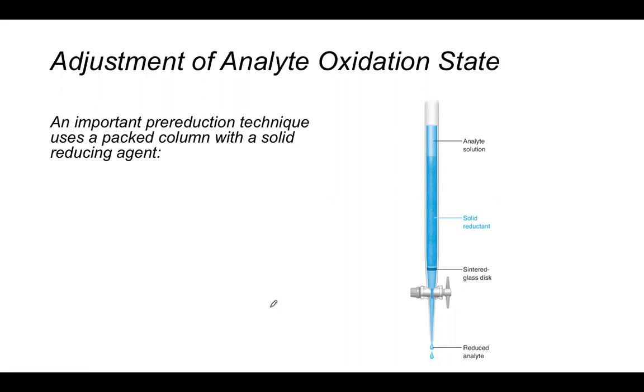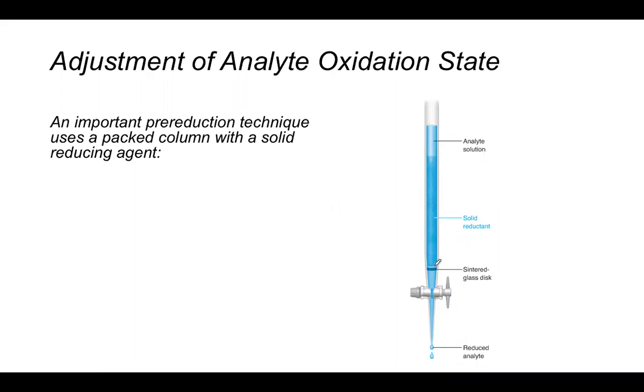good. An important pre-reduction technique uses a packed column with a solid reducing agent. So this is basically pre-prepared, or you can just prepare it for single use. It is a burette basically filled with a solid reductant. So it's a little bit like column chromatography, which we haven't talked about in this class, but you may have come across before.